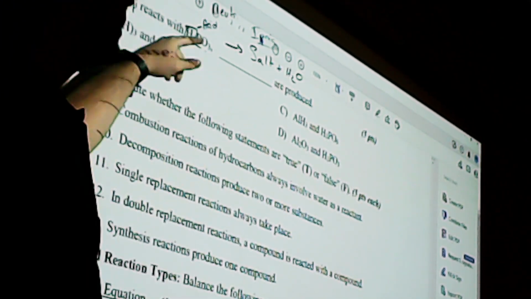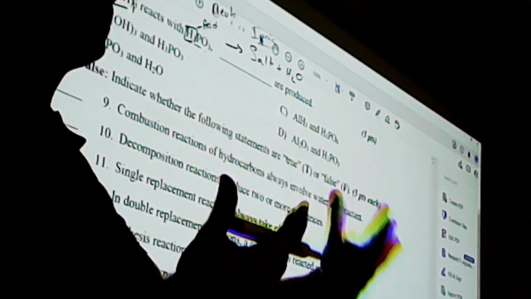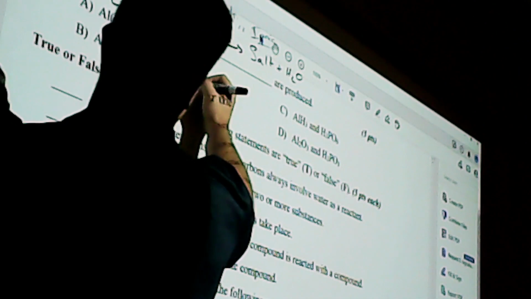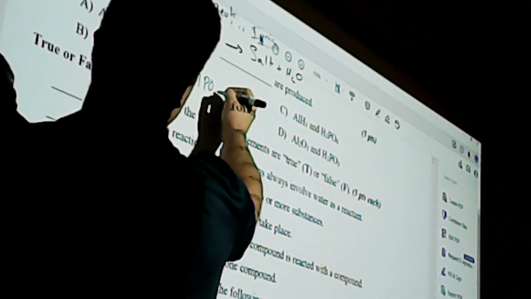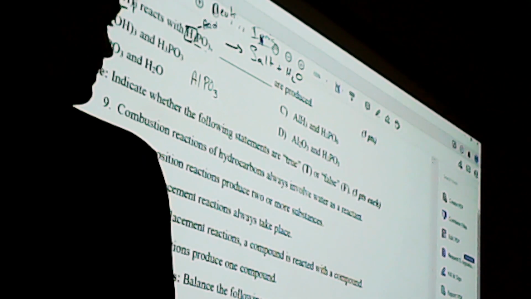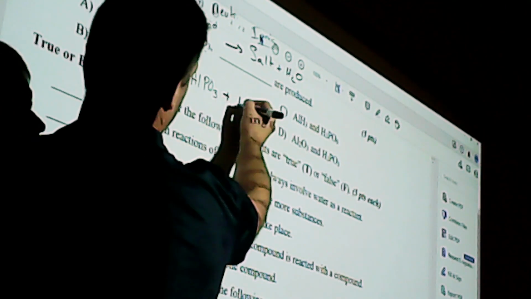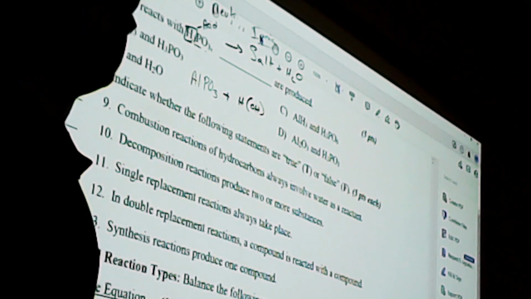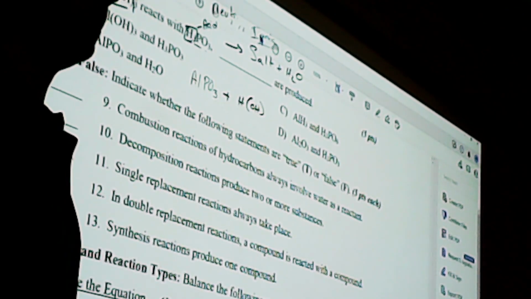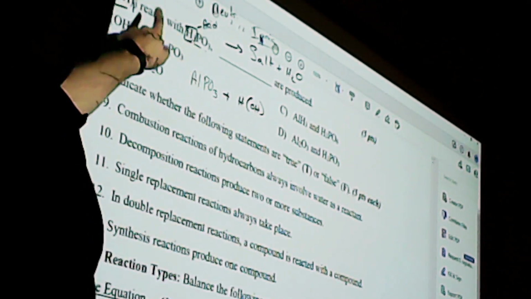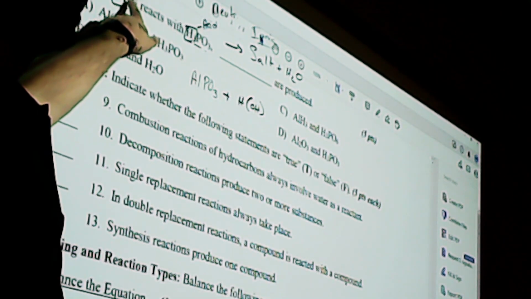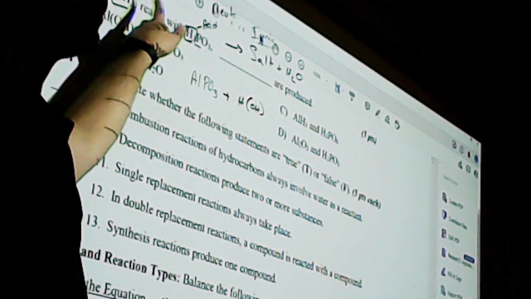Okay? So knowing this, what you probably came out with your products to be is aluminum phosphate and HOH. Did anybody have that written down? No. You should have. Oh, yes, I did. Because this is a, hold on. This is a what type of reaction?